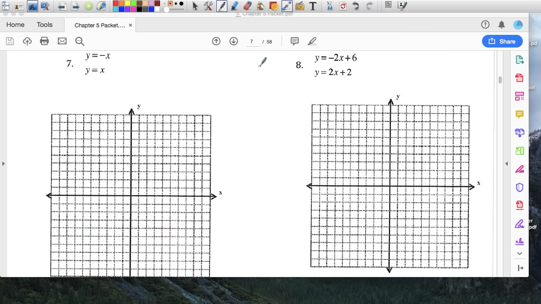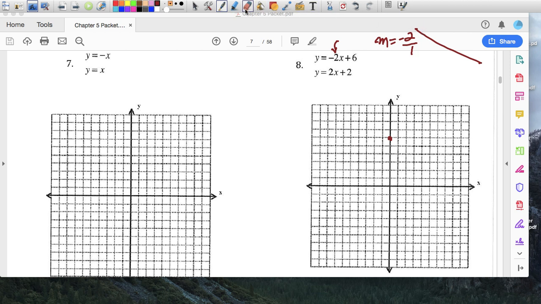This is already in the slope-intercept form, so I don't have to do anything. I know that for the first equation the y-intercept is 6, so 1, 2, 3, 4, 5, 6. That's going to cross that way. It's a negative slope, so it's going to be a line that goes down from left to right. My slope for this one, m, is this right here, negative 2 over 1.